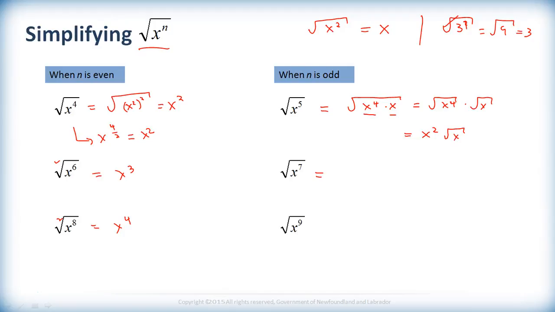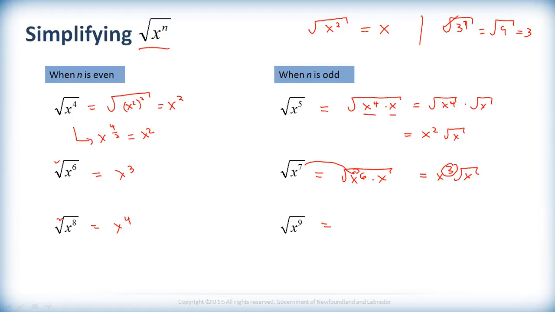Okay, so in a similar way, x to the power 7 would be the square root of x to the power 6 times x, which we could write as x cubed root x. So basically all you're doing here is subtracting 1 from the exponent, dividing that by 2, and then multiplying by root x.